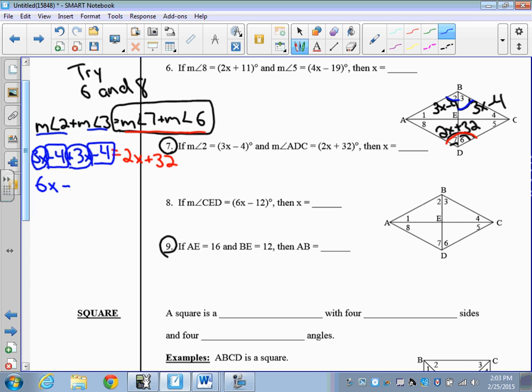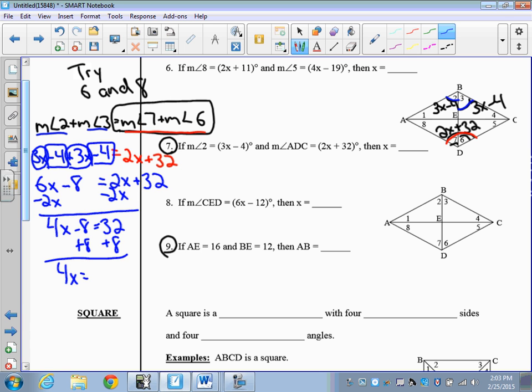Whenever I combine like terms, 6x minus 8 is equal to 2x plus 32. Subtract 2x. 4x minus 8 is equal to 32. Add 8. 4x is equal to 40. And we divide by 4. And we get x is equal to 10.